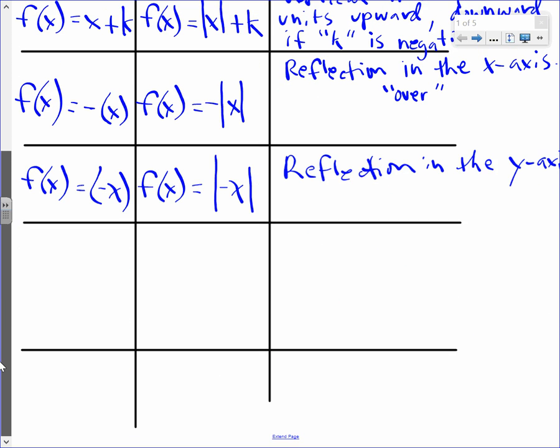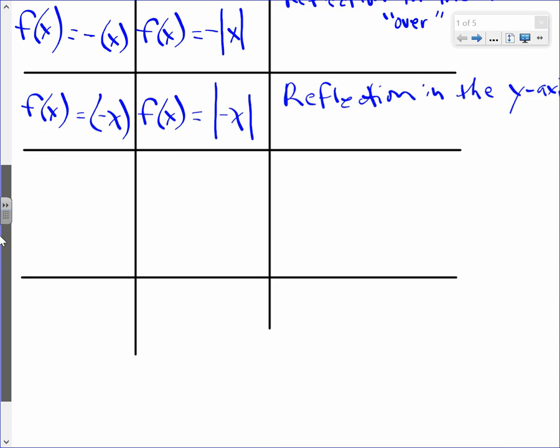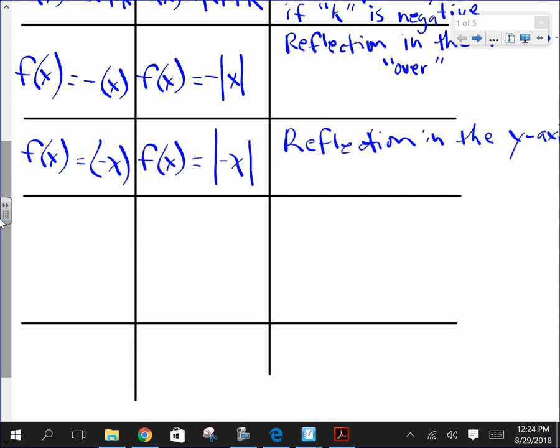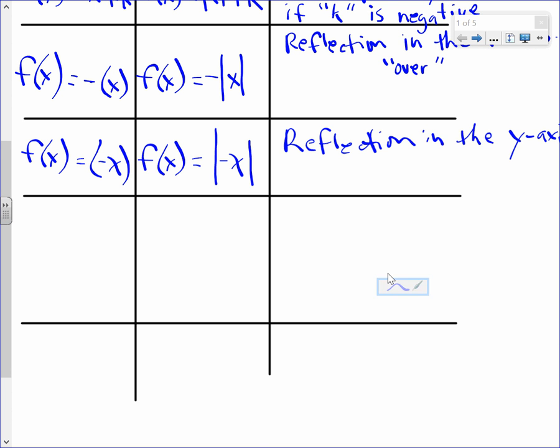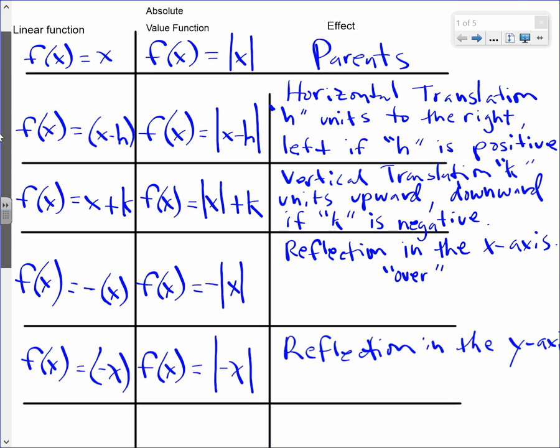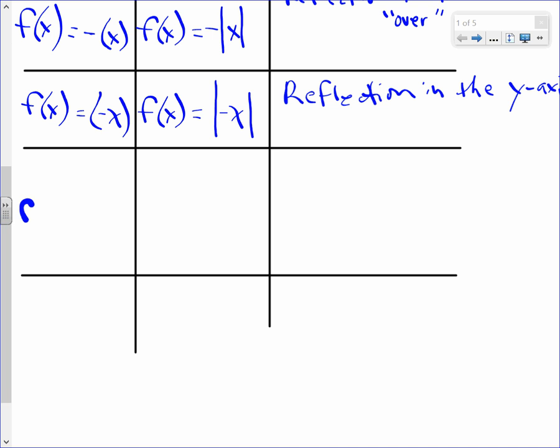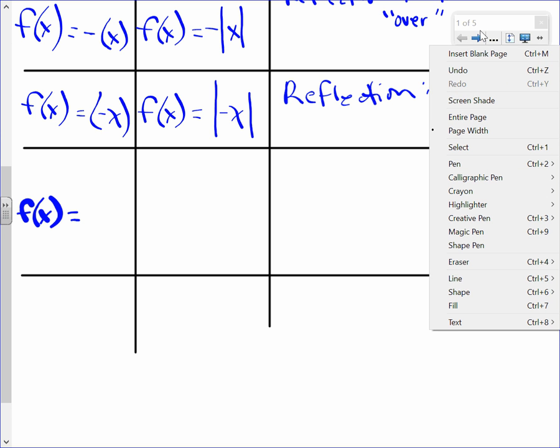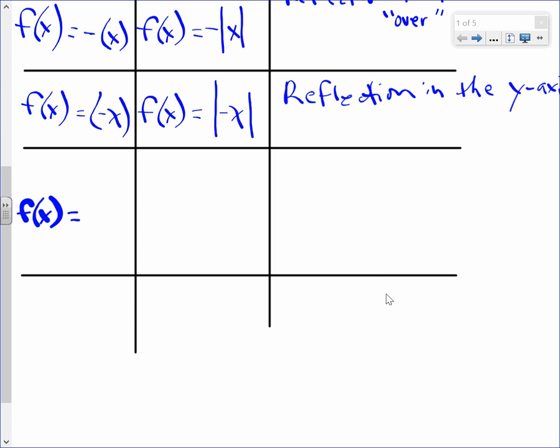So now, the last two types of transformations have to do with multiplication. Watch this. So, for the first row, remember this column has to do with linear functions, this one's absolute value functions, and this is the effects of the transformations. Watch what happens. So for here, let's go and write f of x equals, second to the last row. What if we get this number a, like just any number, let's call it a, and we multiply it by x?